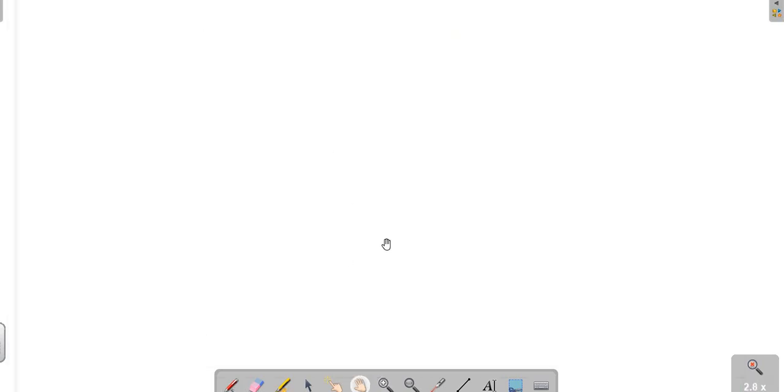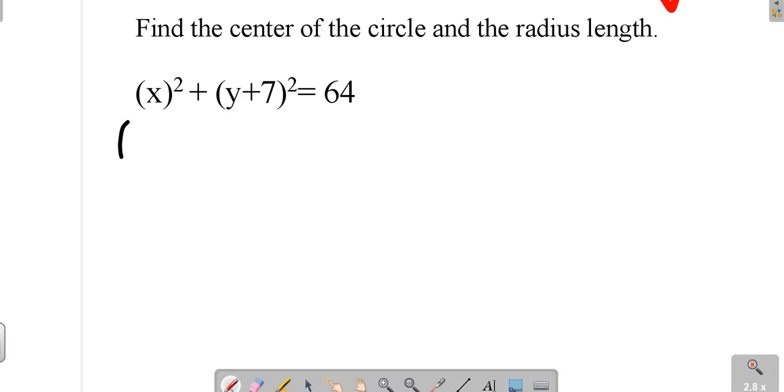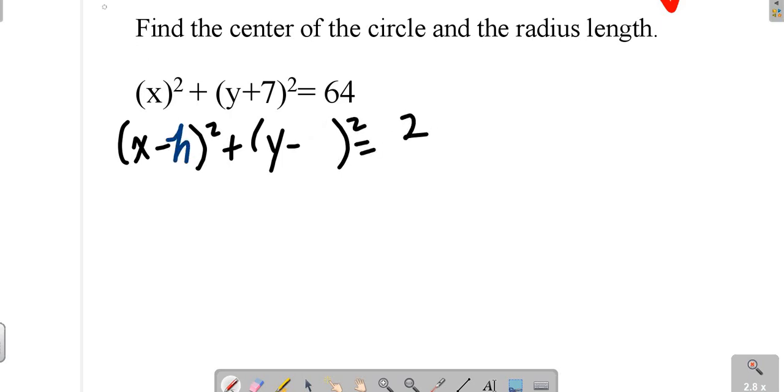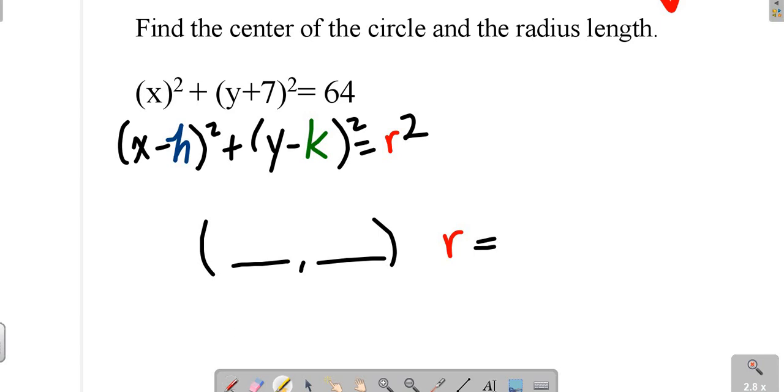Pulling one apart. (x minus h) squared plus (y minus k) squared equals radius squared. Our job was to find the h, the k, and the radius. So taking a look here, you're asking yourself this: x minus what is just x? X minus nothing is x. So your h had to have been a 0 there.